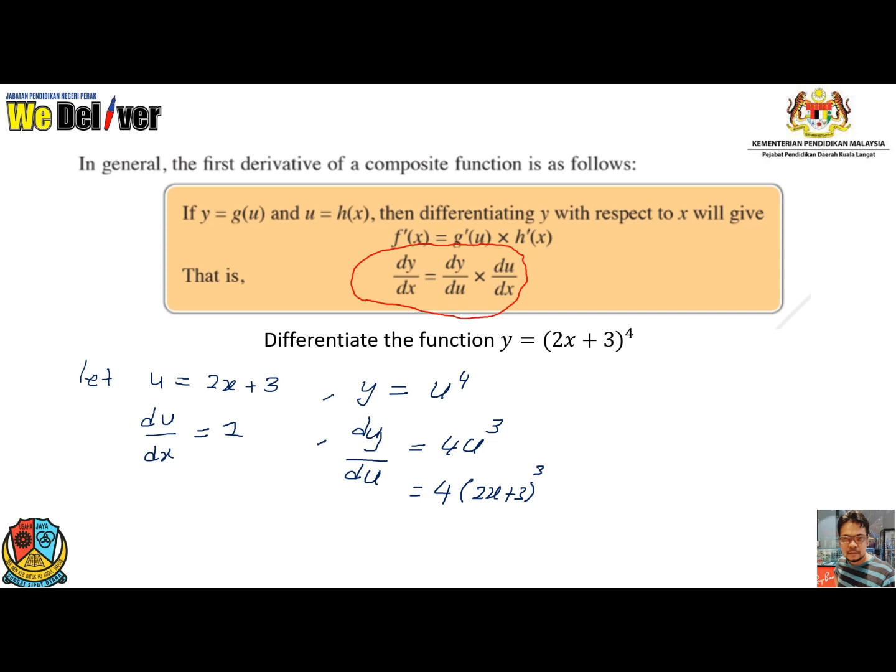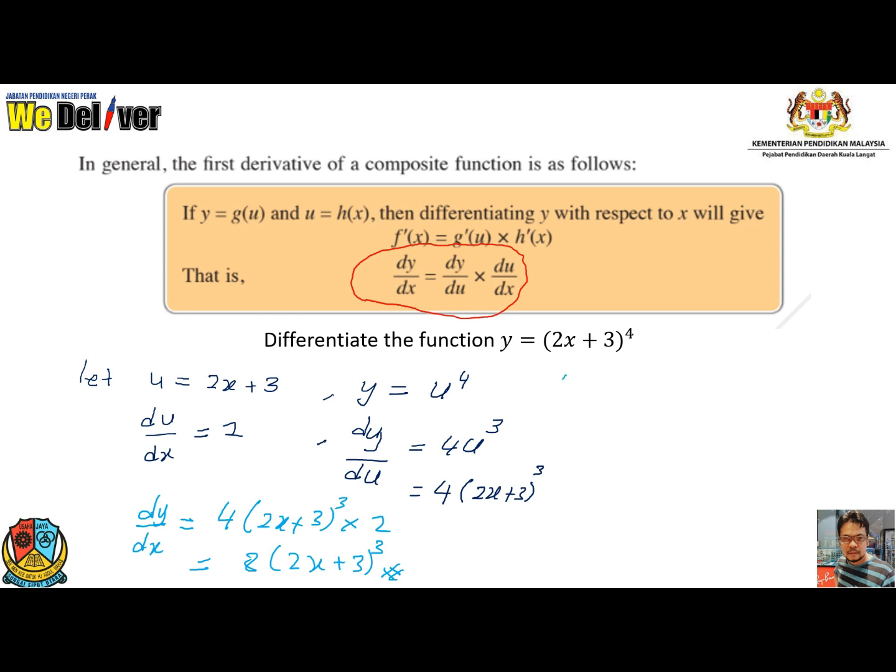So you get dy/dx equals dy/du, so dy/du is 4 times (2x + 3)^3, times du/dx. du/dx is 2. So simplify, get dy/dx equals 8 times (2x + 3)^3. So you get the first derivative of composite function y equals (2x + 3)^4. You get 8 times (2x + 3) to the power of 3.